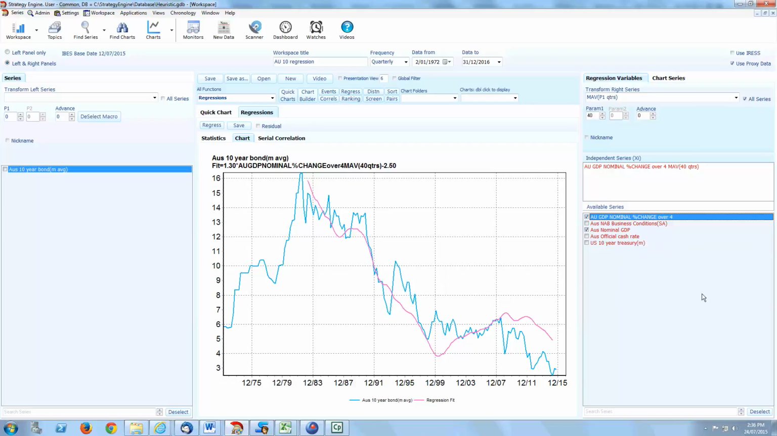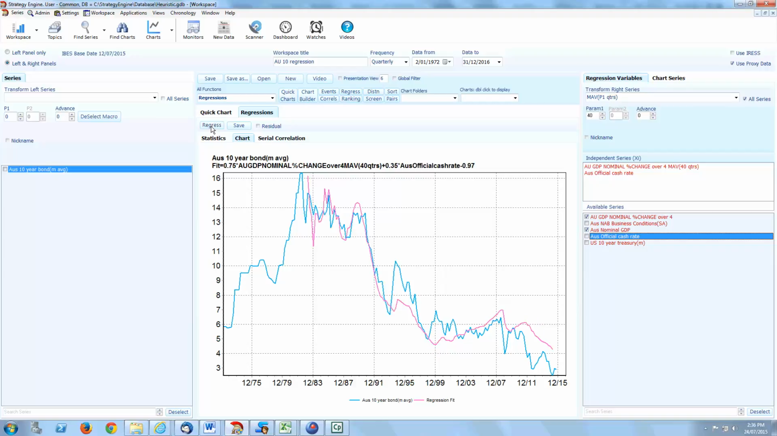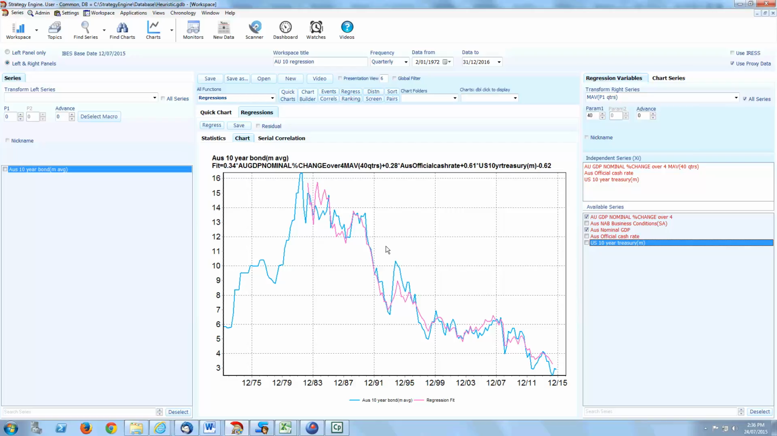So it is a key driver of the level of bond yields. Obviously, other factors will help determine that. Cash rates, if we add that in there, that's the impact of cash rates. And then, of course, for Australia, one key driver is also the 10-year bond in the US, as we can see there. So looking at those factors at the moment, as I said, nominal GDP growth, or trend nominal GDP growth, is a key consideration in setting the appropriate level of bond yields.